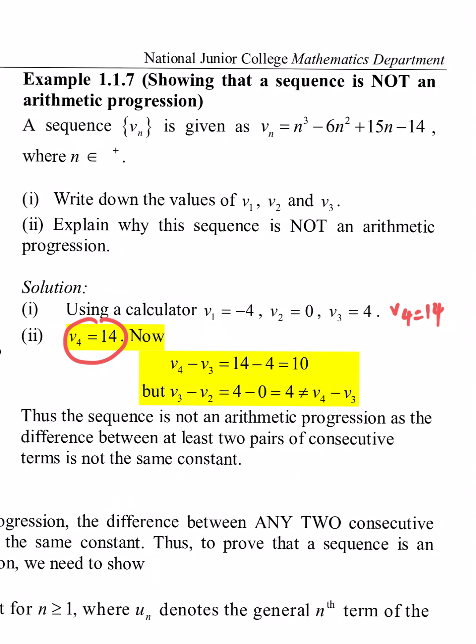So we use V4 minus V3. We show that V4 minus V3 is 10. But V3 minus V2 is equal to 4. They are not the same constant. The constant is always changing. Okay, the value of the difference is always changing. So this will give me a counterexample to show that the sequence is not an AP.